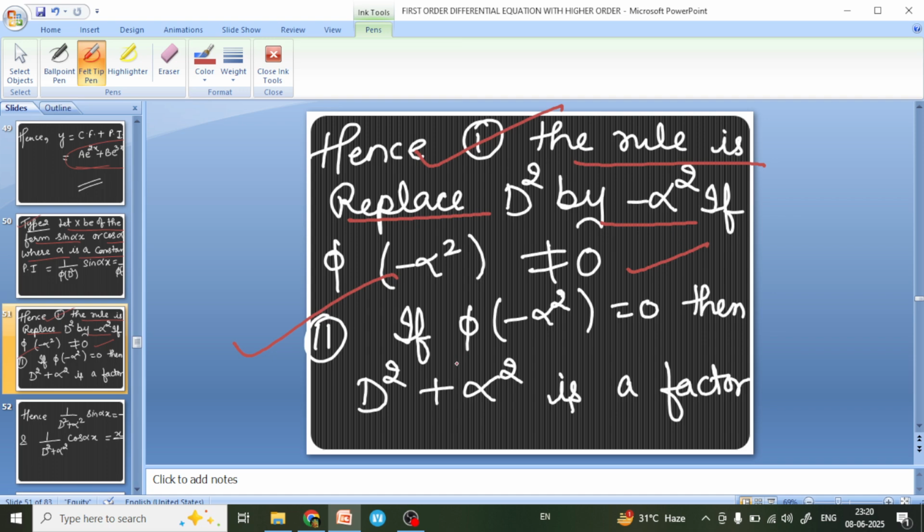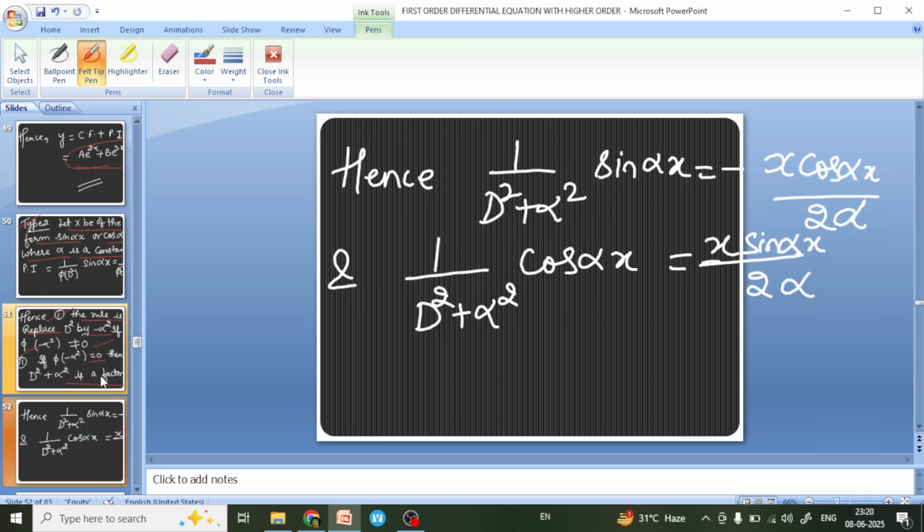And the second rule is: if f of minus alpha square is equal to 0, then D square plus alpha square is a factor, and hence 1 over D square plus alpha square, sine alpha x, is equal to minus x cos alpha x over 2 alpha, and 1 over D square plus alpha square, cos alpha x, is equal to x sine alpha x over 2 alpha.